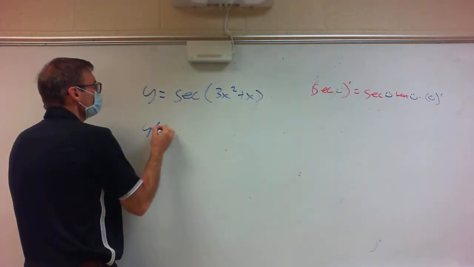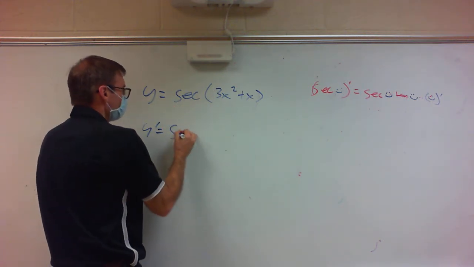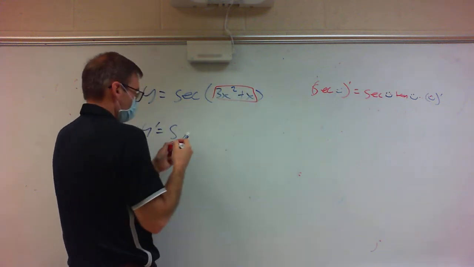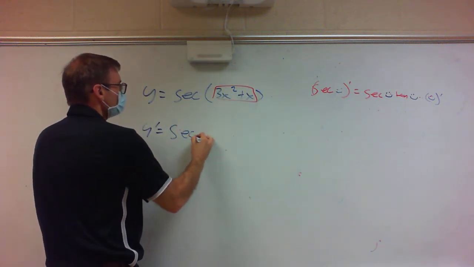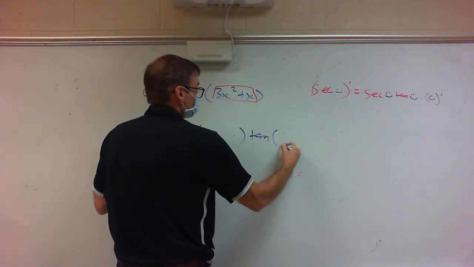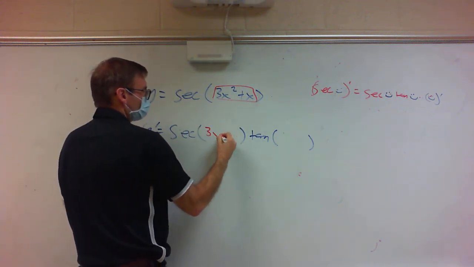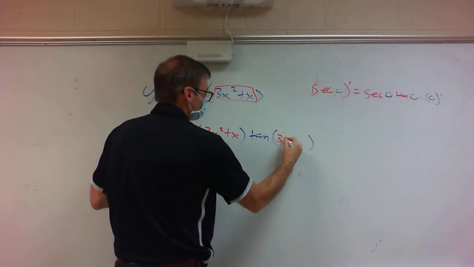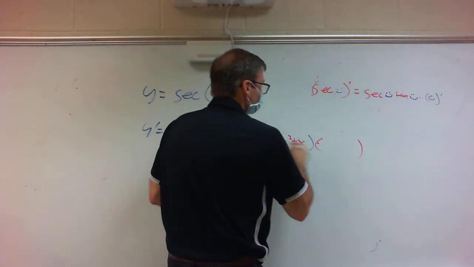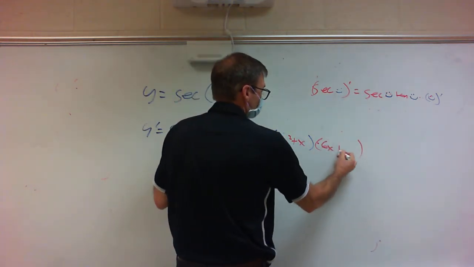So when I take the derivative of this, the derivative of secant stuff is equal to secant stuff tangent stuff. I'm going to copy the stuff here. I get 3x squared plus x, 3x squared plus x, times the derivative of stuff, and the derivative of stuff happens to be 6x plus 1.